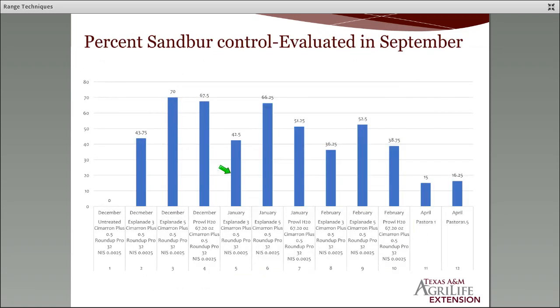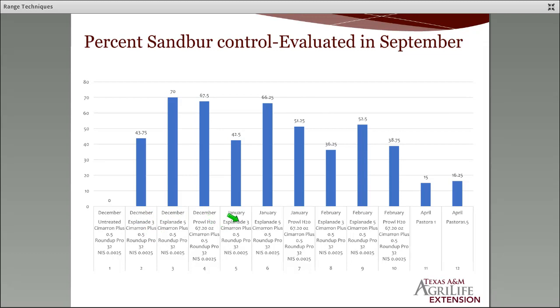Oh, excuse me, I was skipping over the big one, Sanibel. This right here was a timing trial we did. This took place down at Robertson County. We did 3 treatments in December, 3 treatments in January, and 3 in February. Then we did 2 pastoral treatments in April. What we did: 3 ounces, 5 ounces, and Prowl.